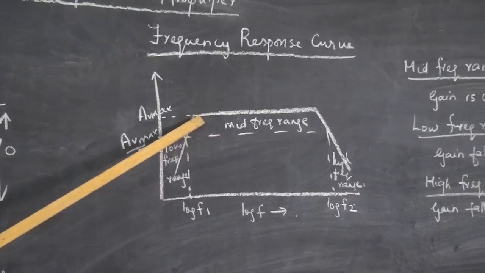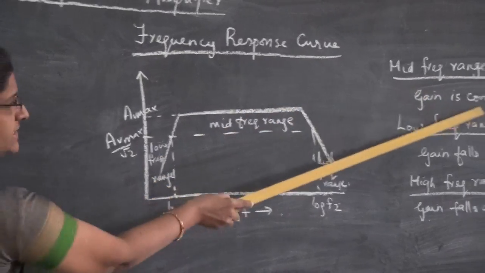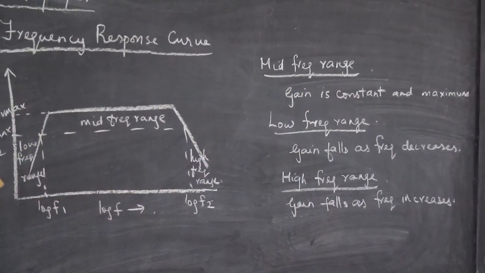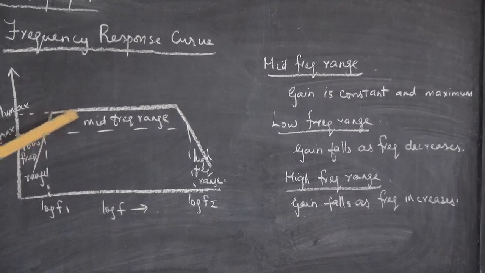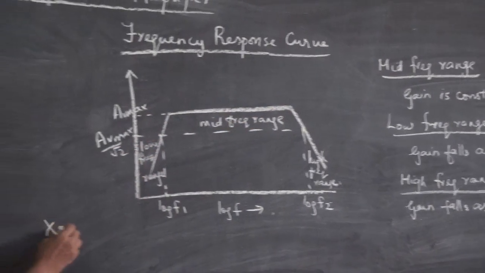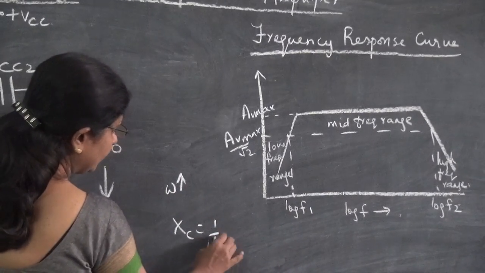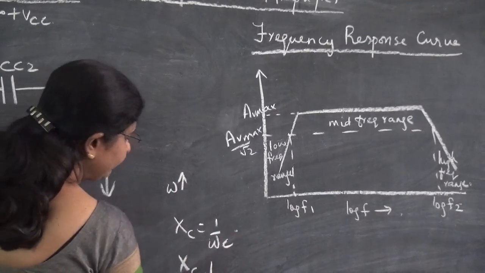Now we are going to discuss the mid-frequency range. We can see that gain is constant and maximum. As these frequencies are appreciable, they are very high. In the mid-frequency range, your frequencies are quite high. So Xc, which is equal to 1 by omega C, will be very low.